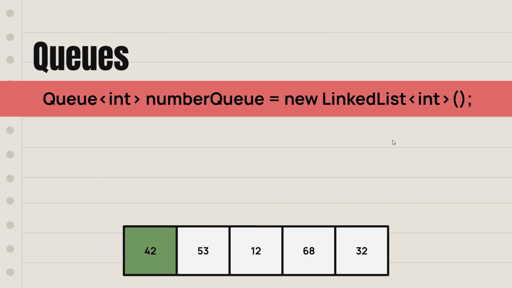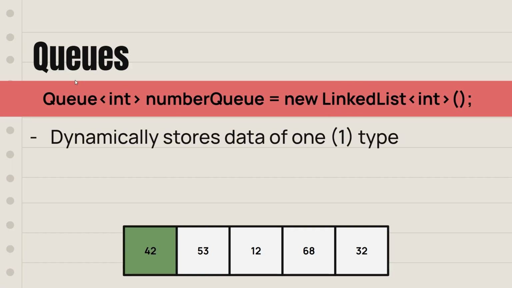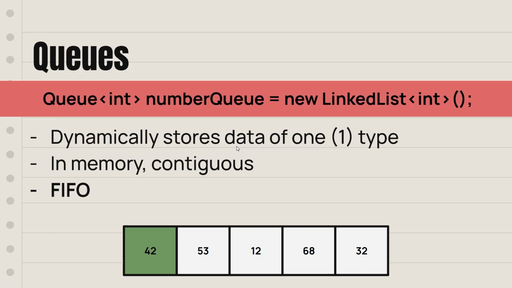Last but not least, we have queues. We have another integer queue here, number queue. This is supposed to say queues of integers. Queues are also dynamic. They adjust based on the needs of the program, and store data of one type. In memory, they are contiguous. They follow the same line of logic as stacks, where they are implemented using an array underneath. And instead of last in, first out, queues operate under first in, first out, or FIFO, as it's commonly called. It's very intuitive: if you're waiting in line at a checkout and you're the first person there, you're the first person to get their stuff checked out.